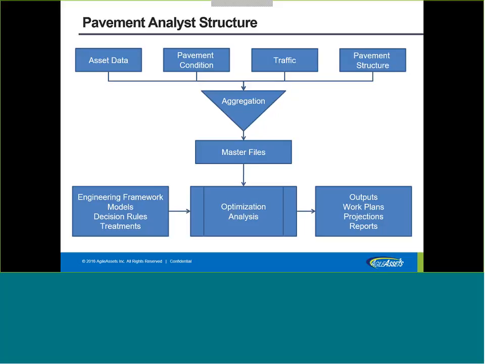And that, of course, gives you a number of outputs. You can get work plans, so the software can help to recommend projects to be done into the future. You can get projections of condition. So under those work plans, this is what we expect to see in terms of condition out into the future. And of course, you can get other reports and things out of the system. So from a very high level, this is what the system looks like.